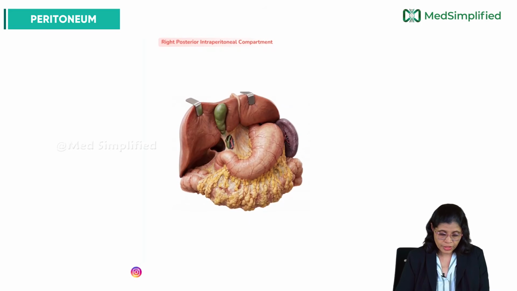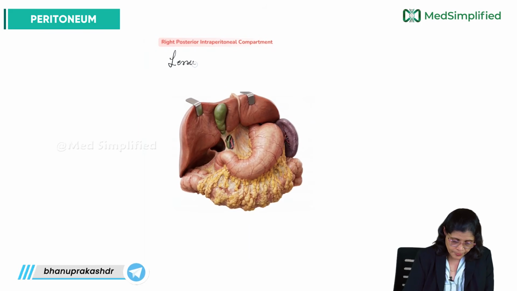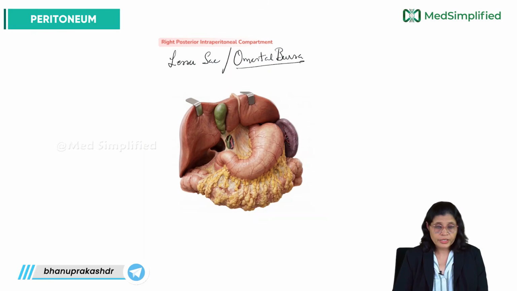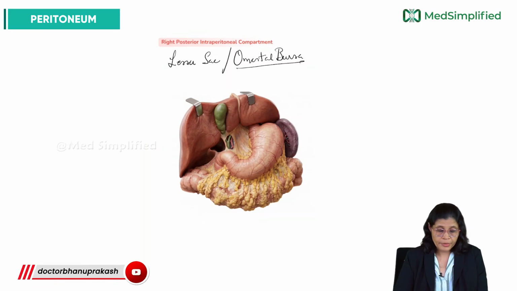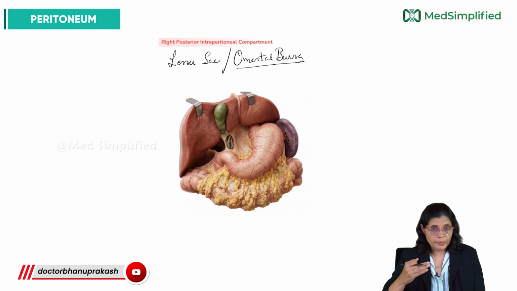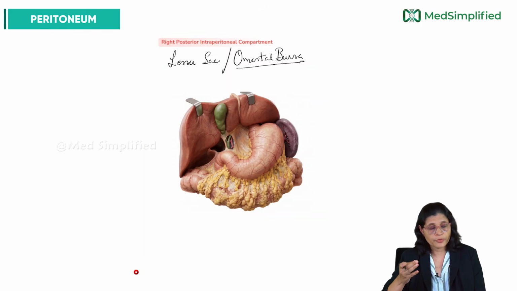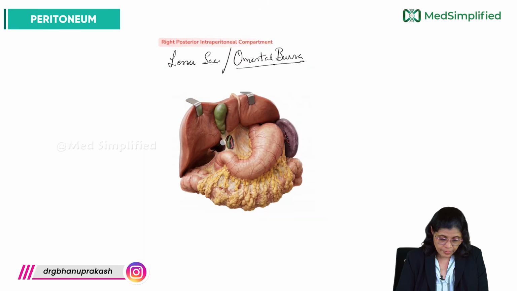Next, the left posterior intraperitoneal compartment, which is otherwise known as the lesser sac or omental bursa. This is the diverticulum of the peritoneum, which we see behind the stomach and the liver. It communicates to the greater sac through the epiploic foramen. This epiploic foramen is otherwise also called the foramen of Winslow. So now when we see this, this is the epiploic foramen here.